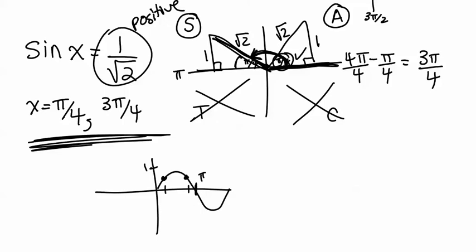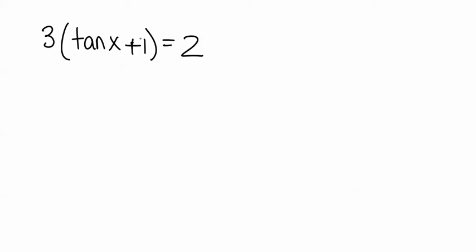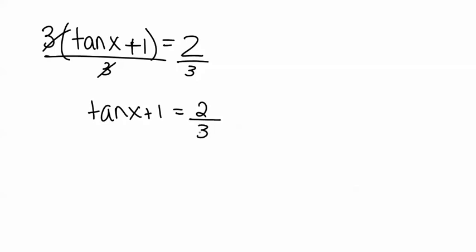Okay, and then finally, the other kind of question, which we actually haven't done that much of, so probably won't give it to you on the test, but say I give you an equation like this: 3 times tan x plus 1 equals 2. Okay, so we're going to isolate tan. So I'm going to divide both sides by 3. So tan x plus 1 equals 2 over 3.